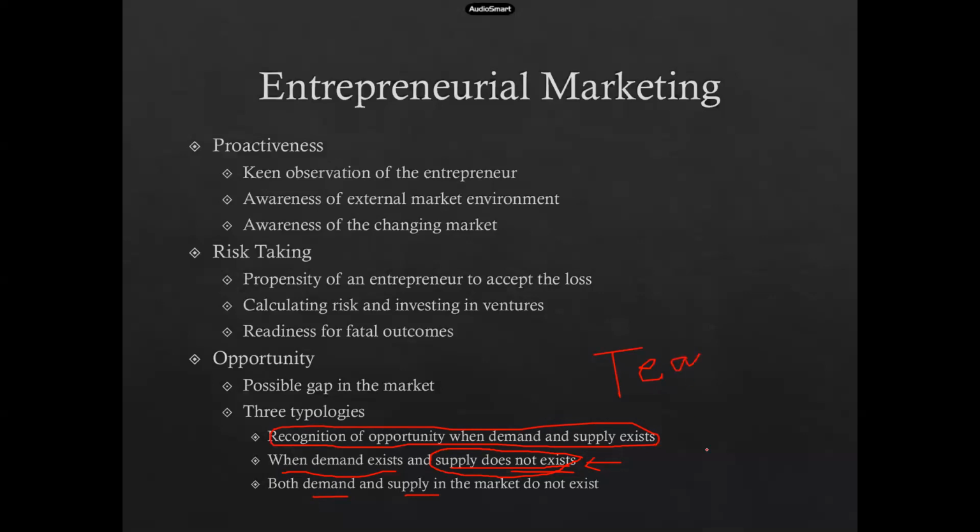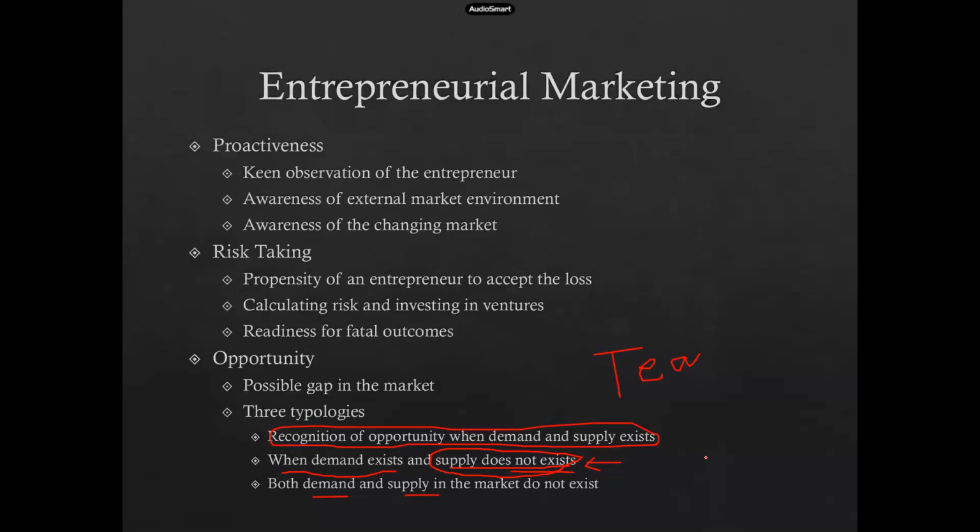People used to have lassi, right? Similarly, Coca-Cola wasn't here, Pepsi wasn't here. People used to have different sorts of drinks like lassi and maybe other things, right? But the demand of the tea was then created in this subcontinent. Same as the case with Coca-Cola, same as the case with Pepsi, right? So the demand was created.